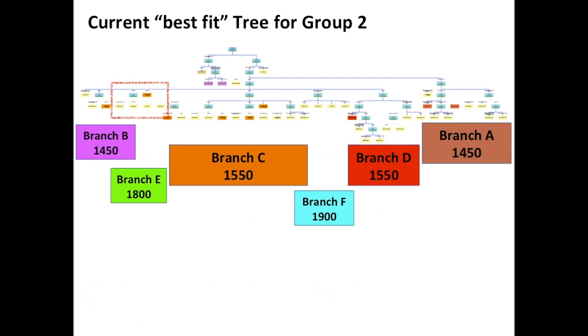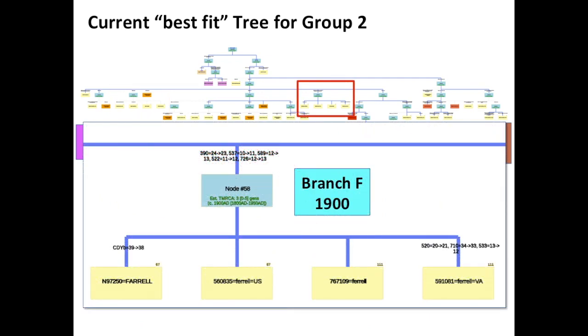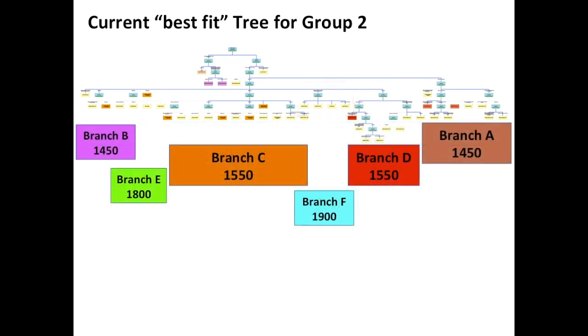If we look at the last one then, branch F, these people are all related in the 1900s. They've tested to 111, 111, 67, 67. These are exact matches. So this may be a family that already knows the relationship between each of them. So that's the best fit tree for group two.